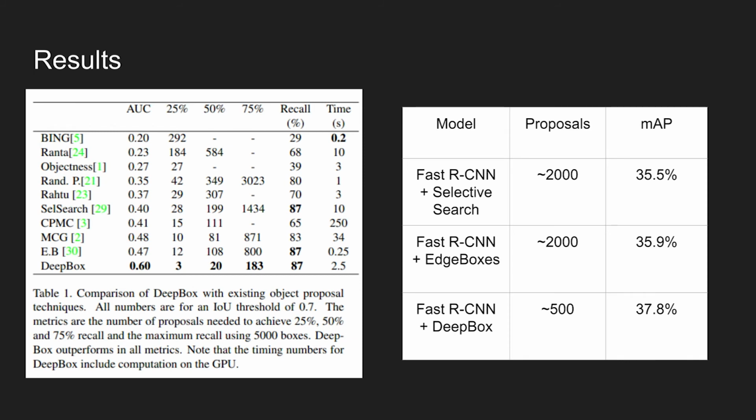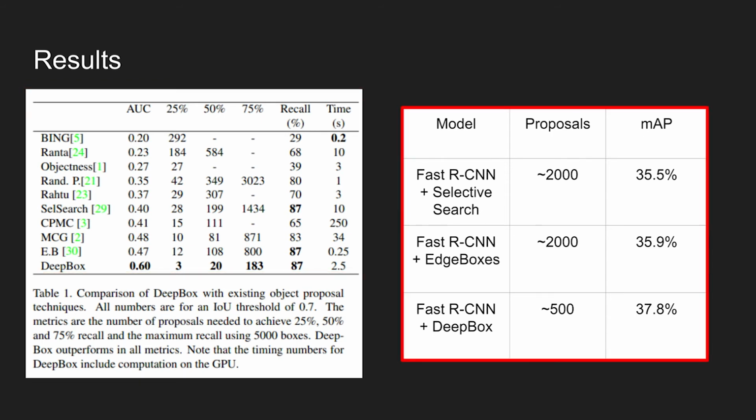Now, this table shows the comparison of the DeepBox method with other object proposal algorithms. As shown in the table, the area under the curve score of DeepBox is higher than other proposal methods. Also, the recall rate is higher. Compared to selective search, the recall rate is the same, which is 87. But if we look at the time, it is much faster. So DeepBox is better than selective search and all other proposal algorithms.